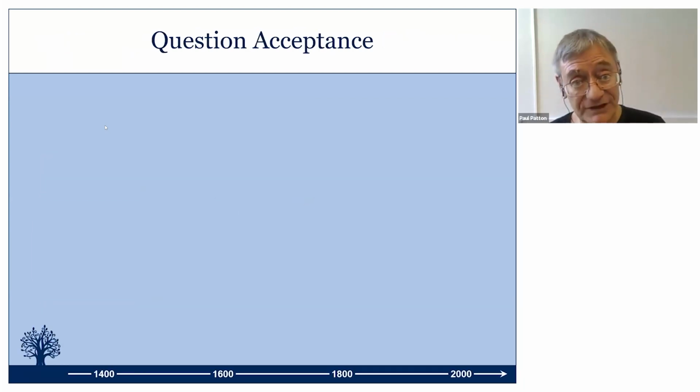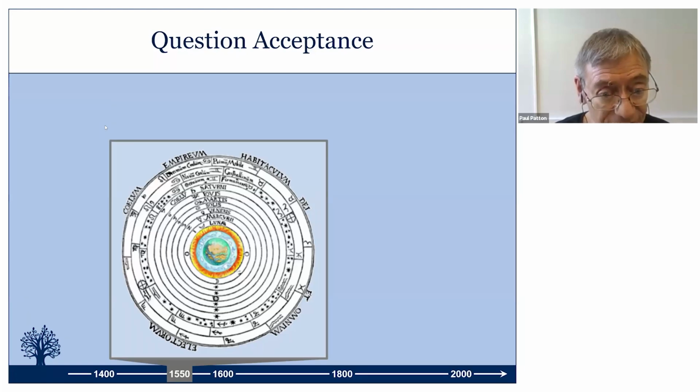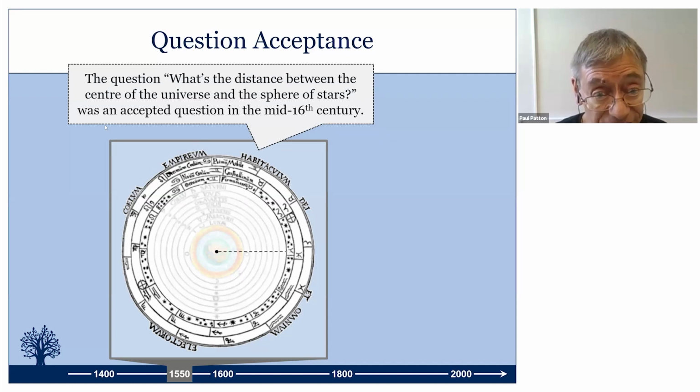Some examples from the history of question acceptance. Here, 1550, this is the era of medieval scholasticism and the Aristotelian medieval cosmology. And in that time and place, the question of what is the distance between the center of the universe, which is the Earth, and the sphere of the stars was an accepted question in the mid-16th century.